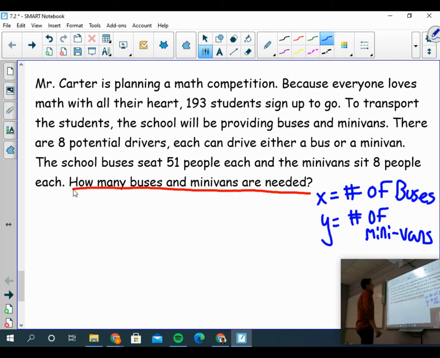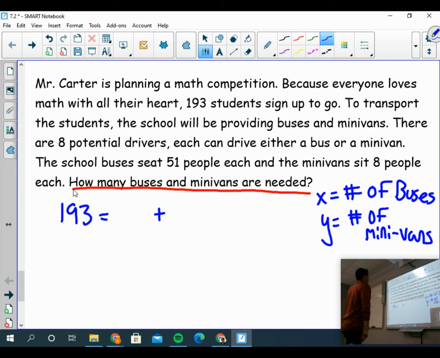So let's see what we're told. Well, we know 193 students are signed up to go, and I always like to start my word problems by seeing if I can identify some sort of total. And 193 sticks out to me. There are 193 students, and this is who we're trying to transport in these buses and minivans. We're trying to figure out an efficient way to get them there. So these 193 students are going to be transported in buses and minivans. So we have 193 total, but they're going to be split up into 2 parts. But if we add the 2 parts together, we get the total. So I'm going to put a plus sign there.